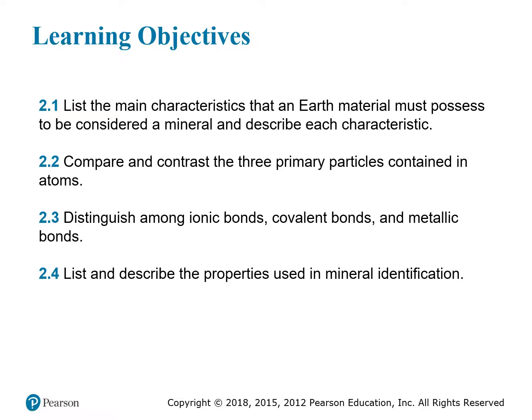The first is to list the main characteristics that an earth material must possess to be considered a mineral and describe each characteristic. The second is to compare and contrast the three primary particles contained in atoms. The third is to distinguish among ionic bonds, covalent bonds, and metallic bonds. And the fourth is to list and describe the properties used in mineral identification.